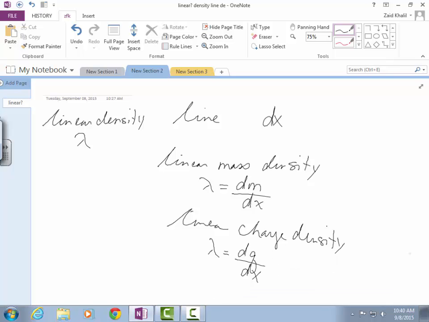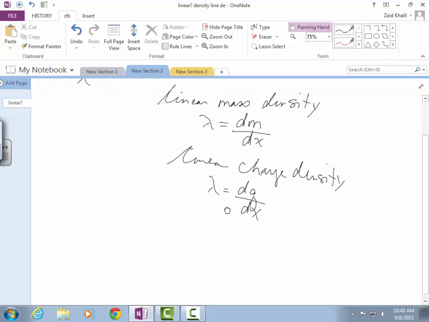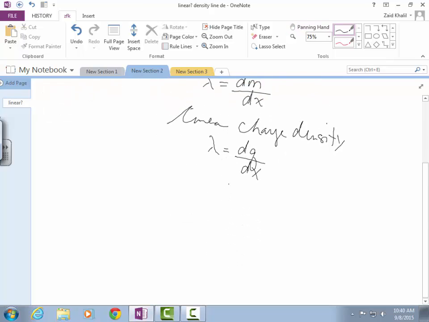So, two dimensions. What does two dimensions look like? Or area. So your dA, your areal element, is going to be what?